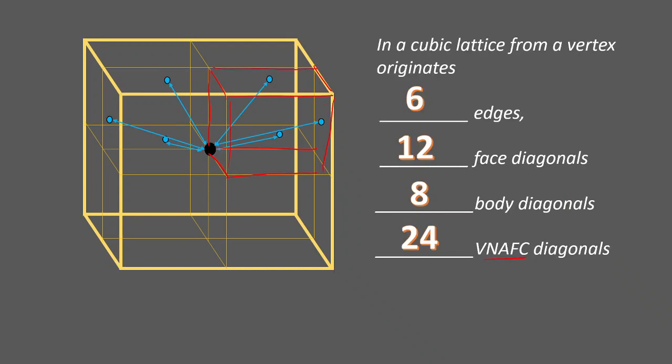So this whole result is very important. In a cubic lattice, from a vertex, there are these many directions: edge directions 6, face diagonal directions 12, body diagonal directions 8, VFC diagonal directions 24. So whenever you find a nearest neighbor, first nearest neighbor or second nearest neighbor or third one or fourth, whatever, whenever you find the neighbors in the direction of edges, along the edges, you will get the number 6. Whenever you find the neighbors in the face diagonal direction, you will get the number 12.